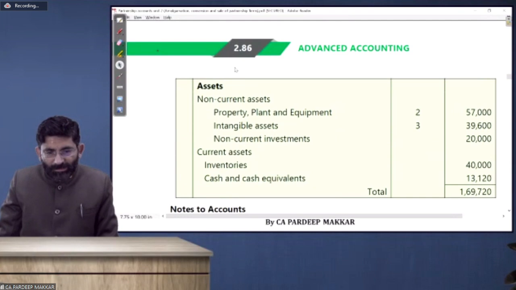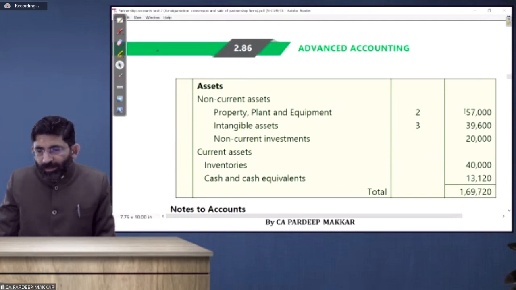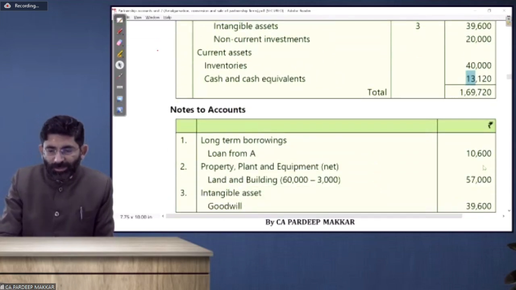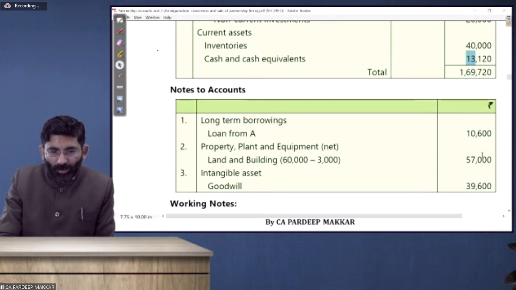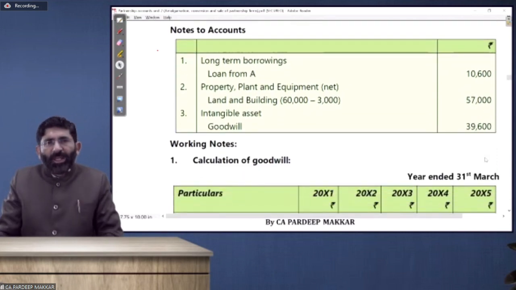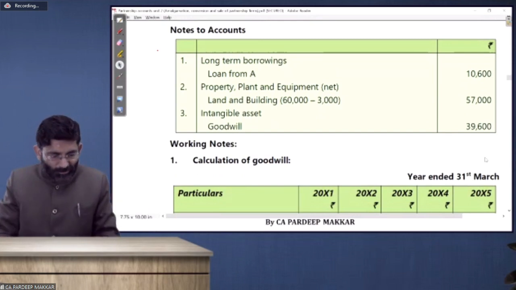Non-current assets, property, plant and equipment, that is given to you. 57,000 was the building. Intangible asset of goodwill is there. Non-current investment is there. Inventories are there. Cash and cash equivalent is there. That is from the balance sheet given to us, already prepared by us. Long-term borrowings includes 10,600 for a property. That's it. Very simple. So that has been done, beta.